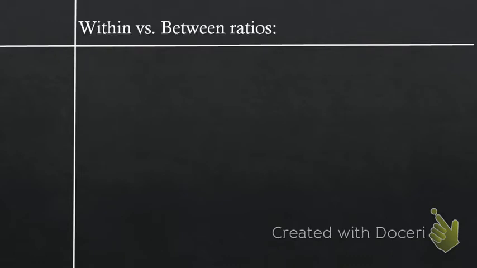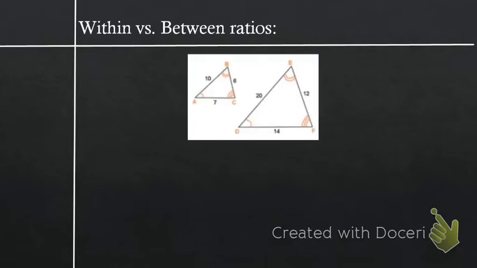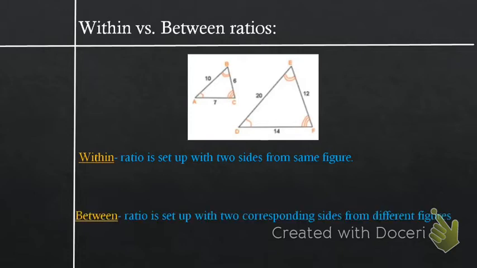All right, within versus between ratios. With these, it doesn't matter which one you use. Just use the one that best works for you and which one you understand better. Within means a ratio is set up with two sides from the same similar figure. Between is a ratio that is set up with two corresponding sides from different figures.